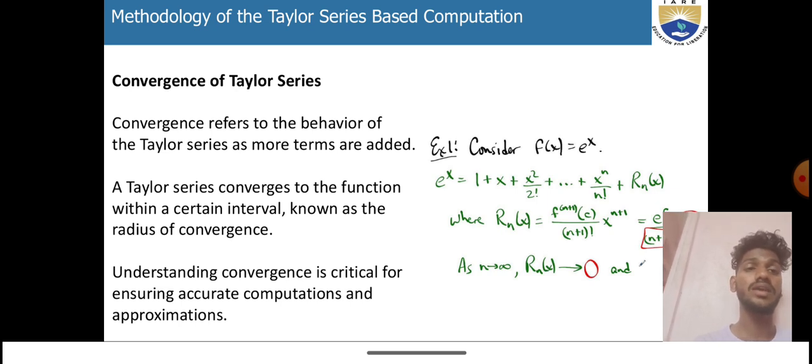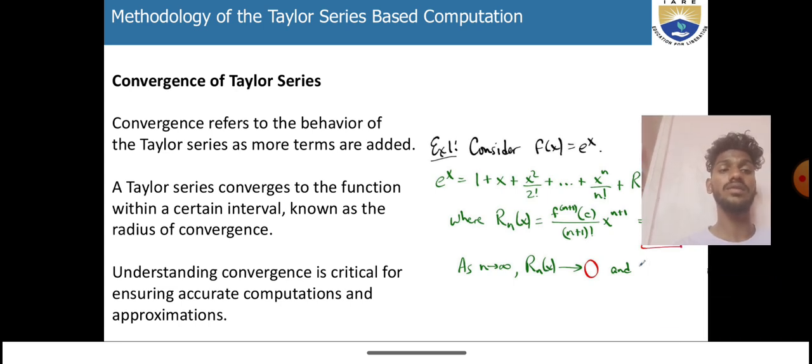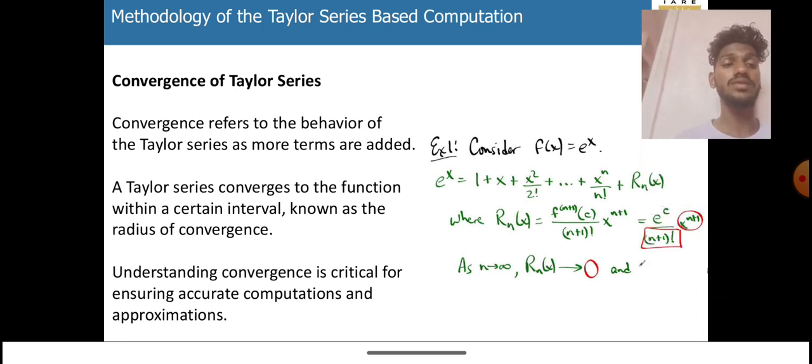For example, consider f of x equals e power x. e power x equals 1 plus x plus x square by 2 factorial plus and so on, plus x power n by n factorial, plus R n of x, where R n of x equals f power n plus 1 of c by n plus 1 whole factorial, that is e power c by n plus 1 whole factorial, into x power n plus 1. As n tends to infinity, R n of x tends to 0.